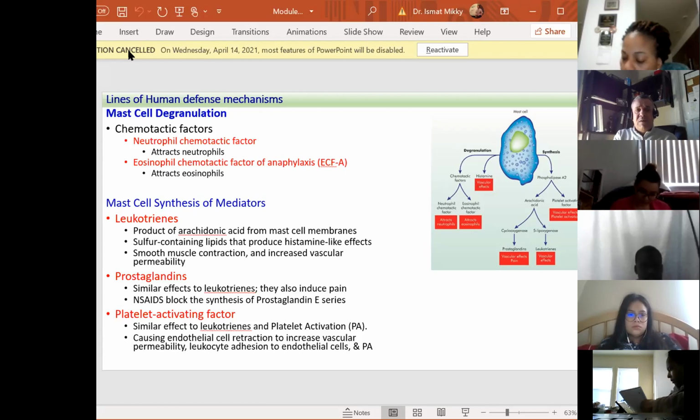And as you read the benefits of the inflammation, there is a whole number of benefits. We have lots of benefits of inflammation. So all these neutrophils will be traveling to the affected or the inflamed area. So degranulation or synthesis, either way, we have chemotactic factors that are going to elicit and result in an inflammatory response.